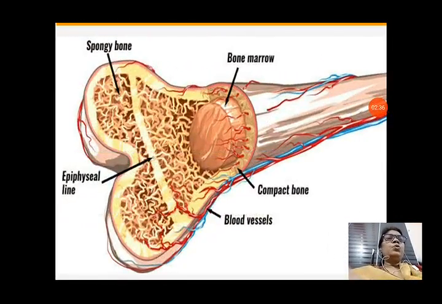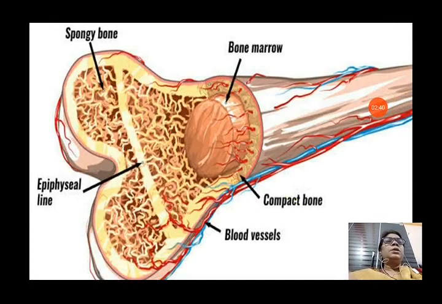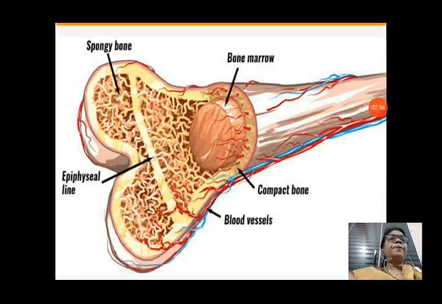You can see the internal structure of the bone shown here. Inside the bone there are blood vessels. There is also compact bone and spongy bone, and inside the bone there is bone marrow, where new blood cells are formed. So this is the internal structure of the bone shown in this picture.